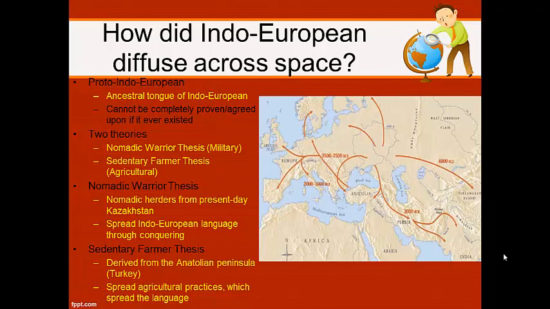Whichever theory is correct doesn't really matter. Nonetheless, Indo-European has absolutely diffused across space, essentially across the world, and what has also helped, which is not on this slide, is globalization. Okay, that's it. Some brief information on language families, groups, and branches.